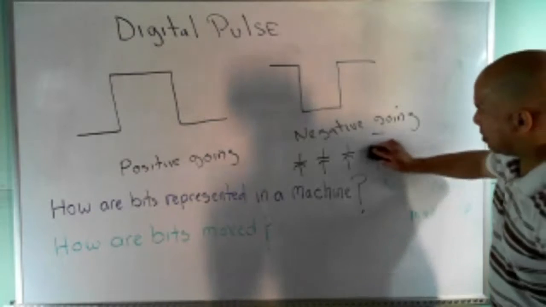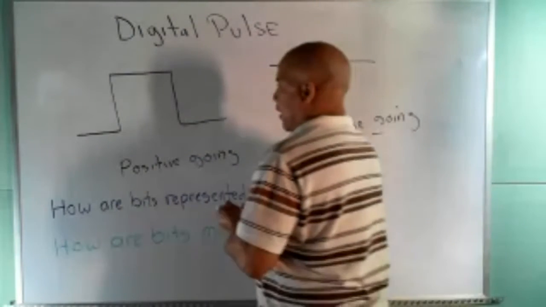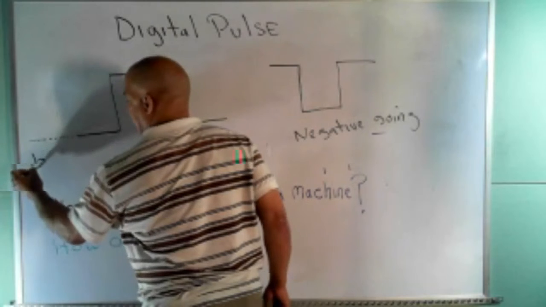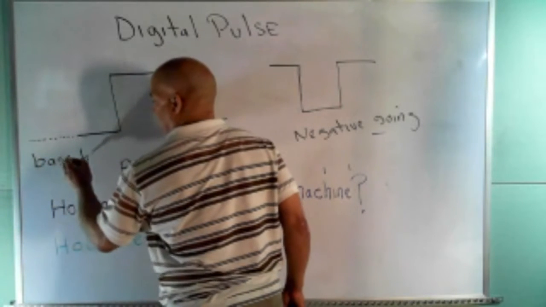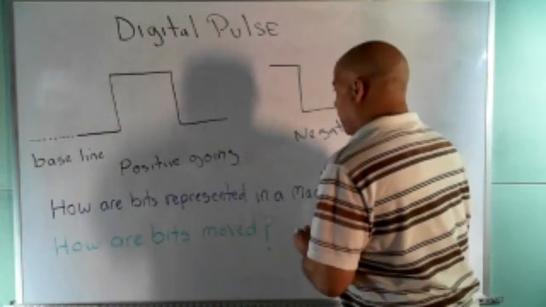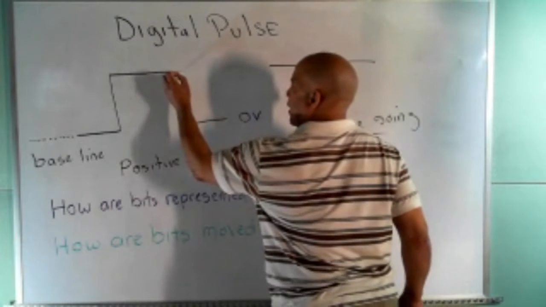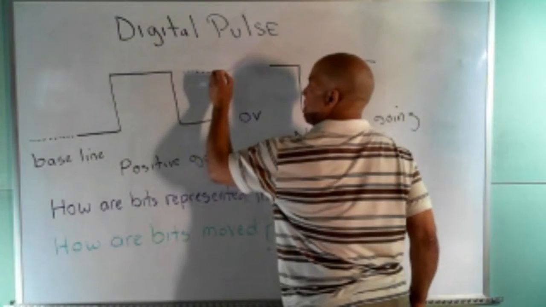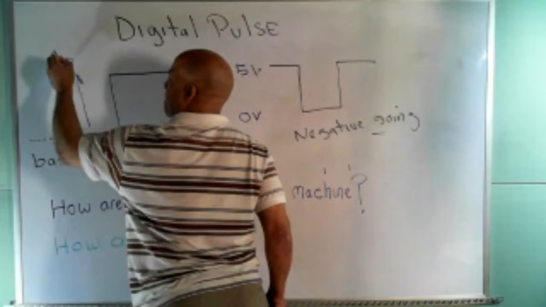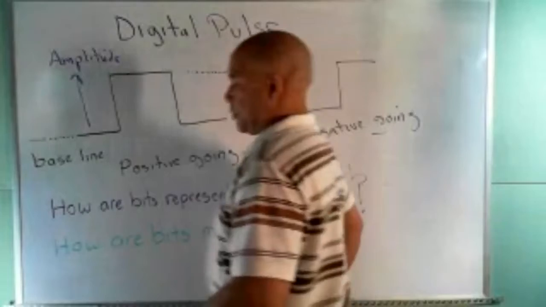Now, on the positive going pulse, down here, this level right here, the baseline, at the baseline that represents 0 volts, and then here 5 volts, and of course the height of this, we call that the amplitude. So the amplitude for us is 5 volts.